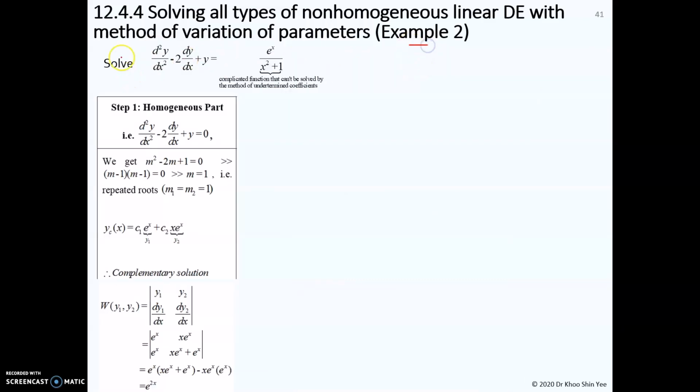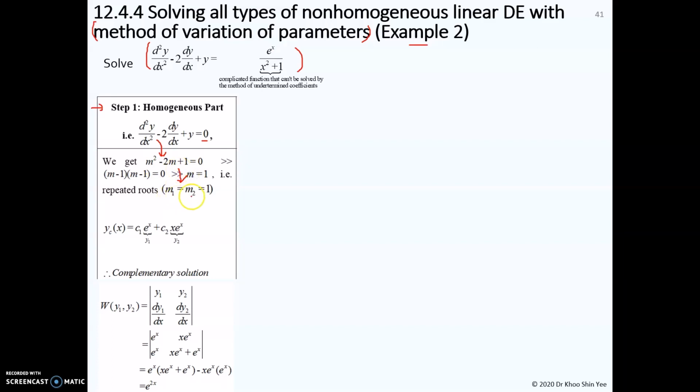In this example, you have a second order ODE where the right side function is complicated and cannot be solved by the previous method of undetermined coefficients. So we need to use the method of variation of parameters to solve it. So in the first step, we will focus on the homogeneous part by letting the right hand side equal to 0. So we can form the characteristic equation and find the roots.